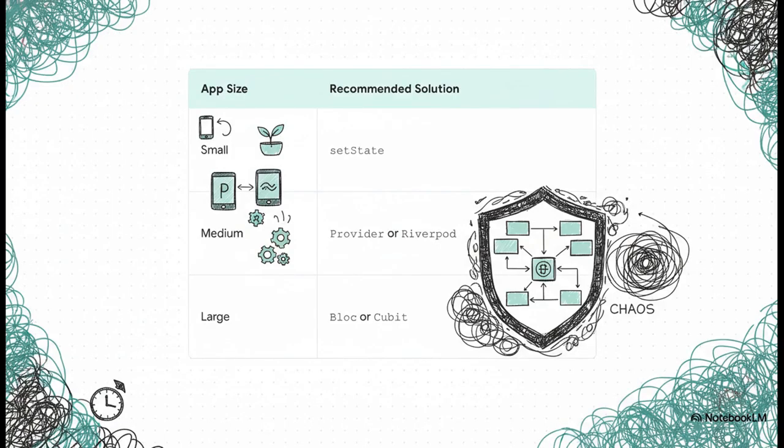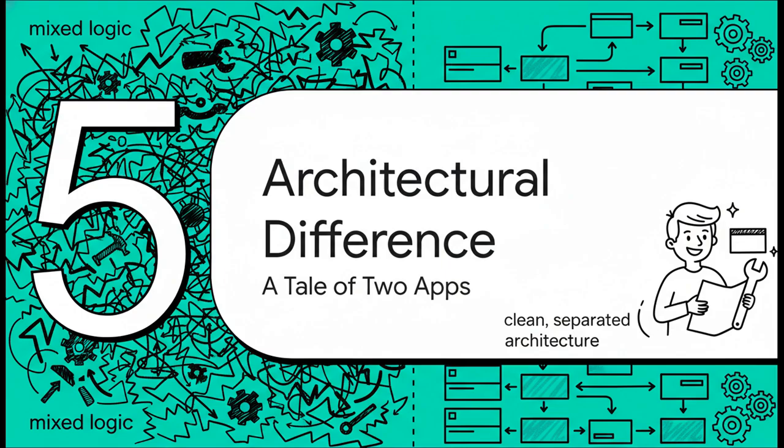So, which one do you pick? Well, this little table is a fantastic guide. If you're building a small app or just a quick prototype, setState is totally fine. As your app gets into that medium size range, you'll want to reach for Provider or Riverpod. And for the big, complex projects, Bloc or Cubit will give you the structure you need to keep things from getting out of hand.